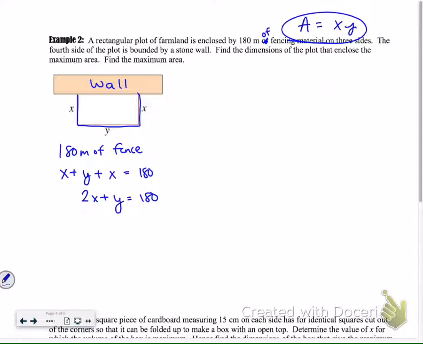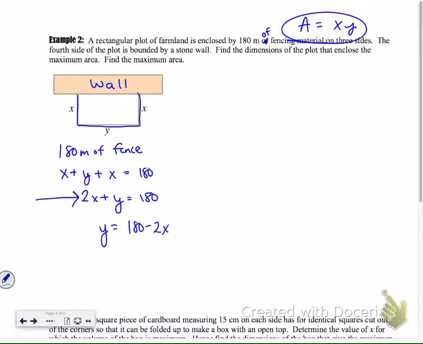Now, I can plug it in however I want to. I'm going to do substitution. I can either solve this equation for x or solve it for y. Well, it'd be a whole lot easier to solve it for y. So y is equal to 180 minus 2x.